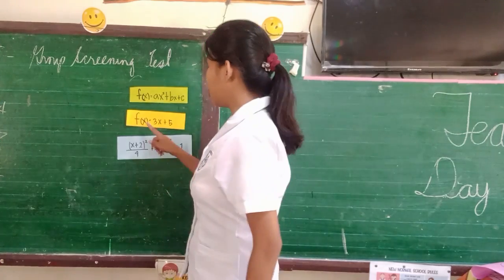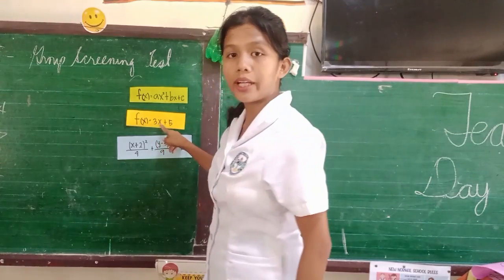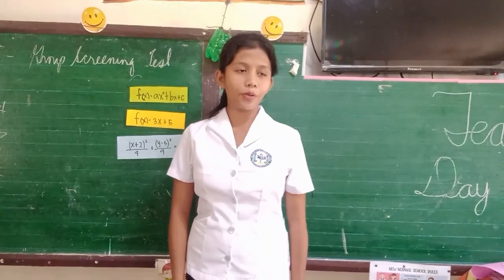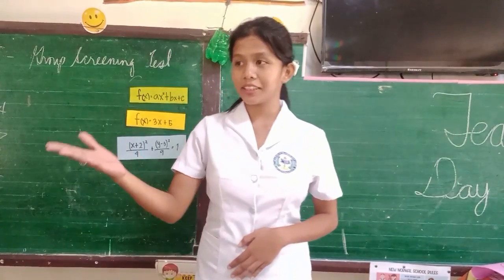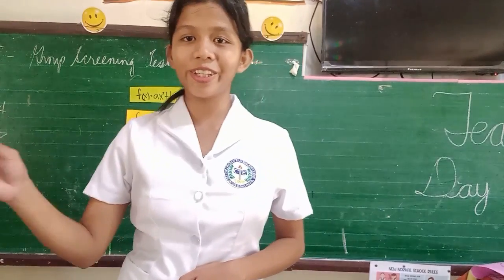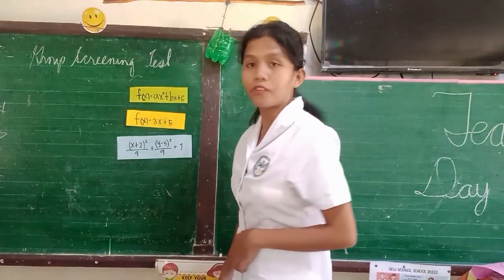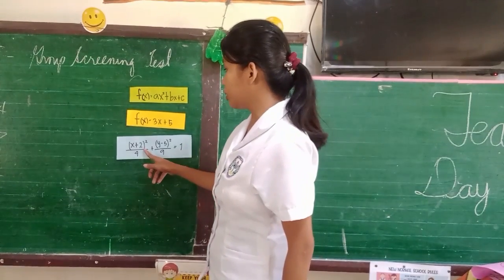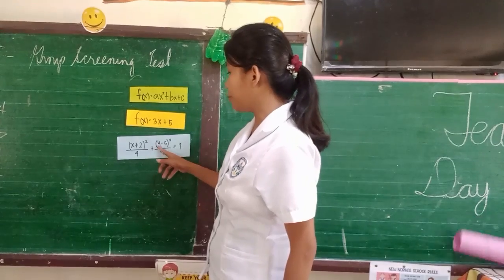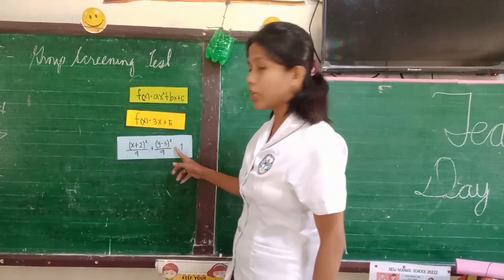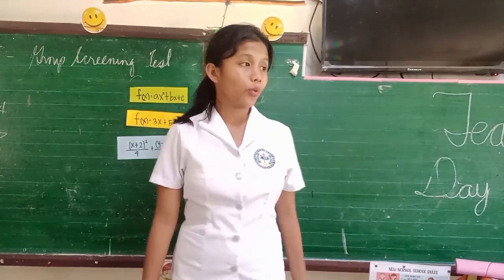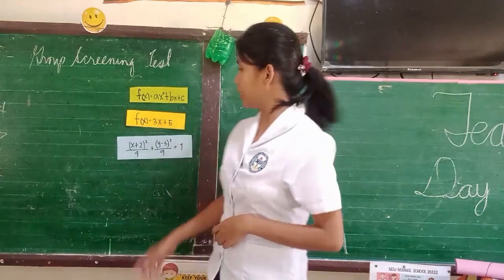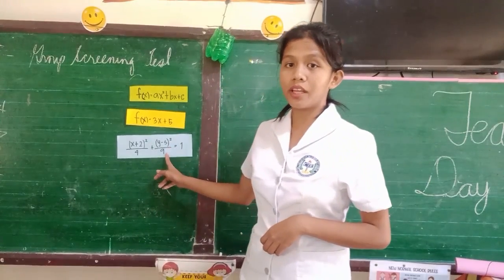Number 2, f of x is equal to 3x plus b. Anyone? Yes. You're correct. It is a linear function. Number 3, (x plus 2) squared over 4 plus (y minus 1) squared over 9 equals 1. Anyone? None? Okay, that is an ellipse.